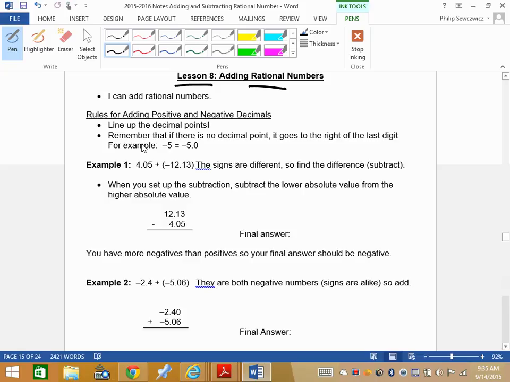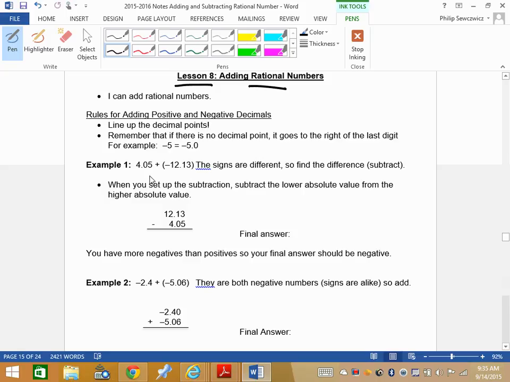So remember, things to keep in mind when you are doing any sort of adding or subtracting with decimals, we do need to line up the decimal. Remember, if it is a whole number, it does get a decimal and gets a 0 there. It's little things. The big thing here is you've got to analyze the problem. So let's look at example number 1 here.